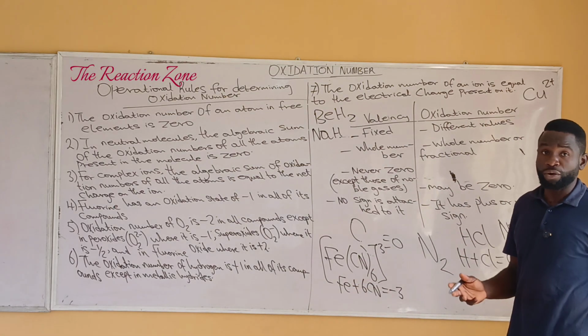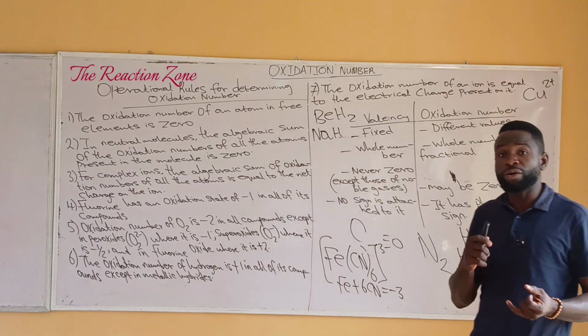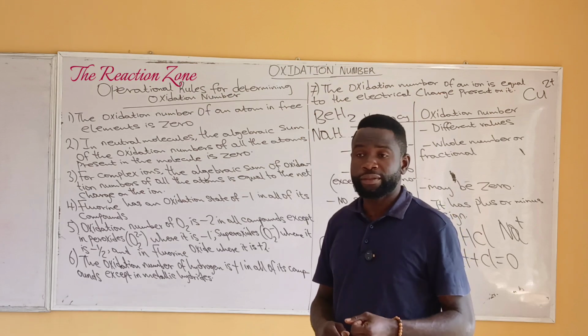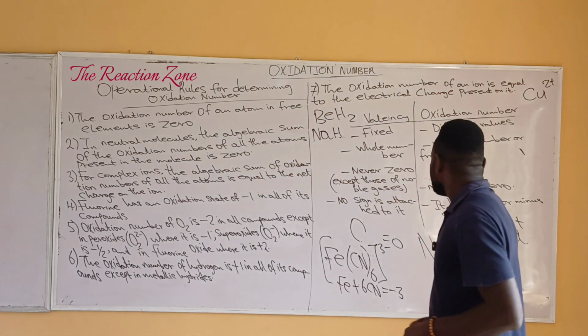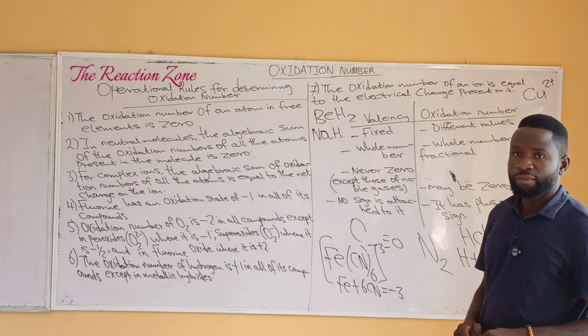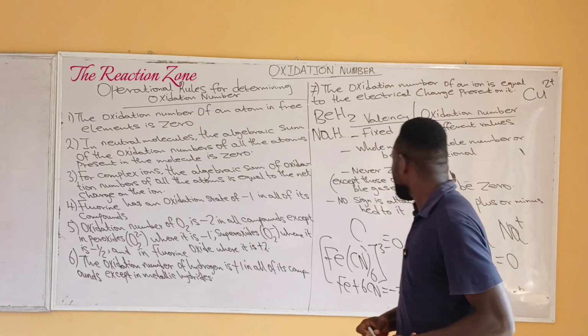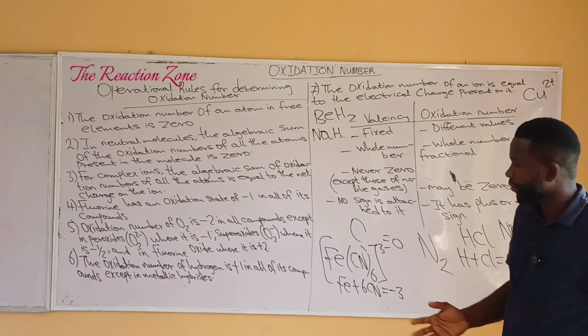Valency is always a whole number. However, oxidation numbers are not always whole numbers; they can be fractional, they can even be zero. The third one is that valency is never zero, with the exception of noble gases. However, the oxidation number of an element may be zero.